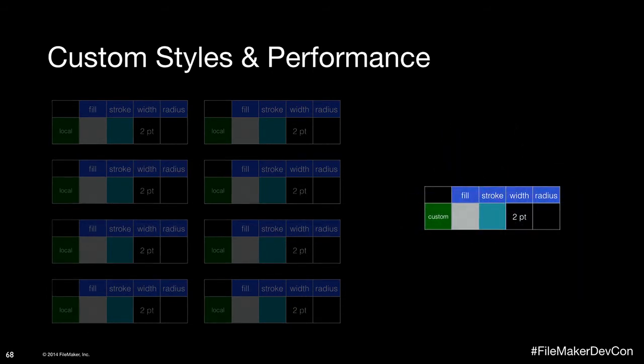So in this example, we have 8 times less local style information. If we repeated this across 10 layouts, we're talking 80 times less. So you can see how this makes a big difference, not just at the layout level, but at the file level.